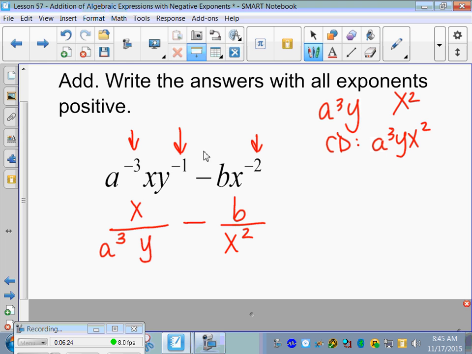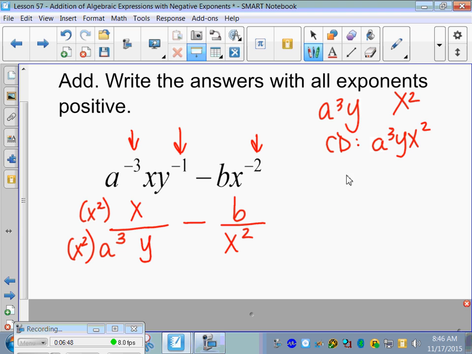I need to look at both of my pieces, see what they're missing to get that common denominator. So this denominator is a cubed y. It is missing the x squared part of that common denominator. So I need to multiply by x squared over x squared. You guys need to show that step when you do these on the test. Show the multiplying. Don't just give me the answer. You guys do get points for work.